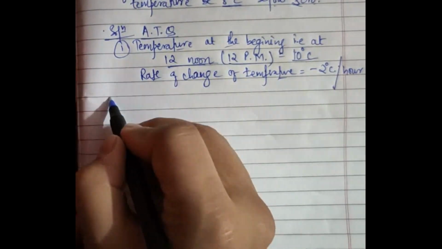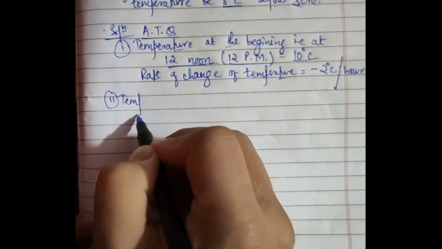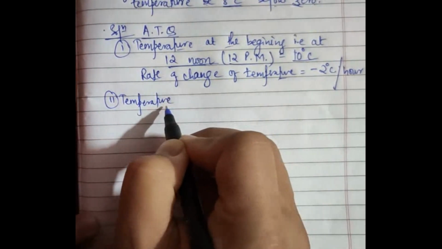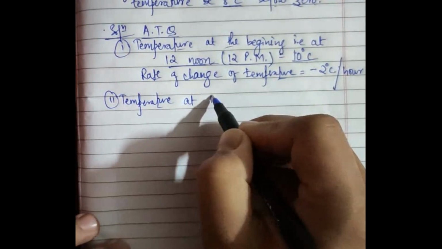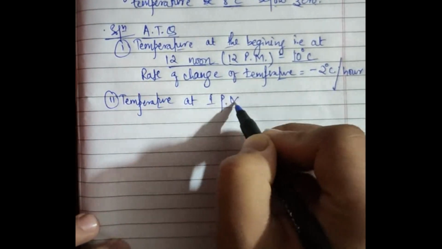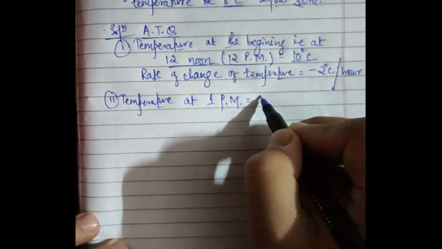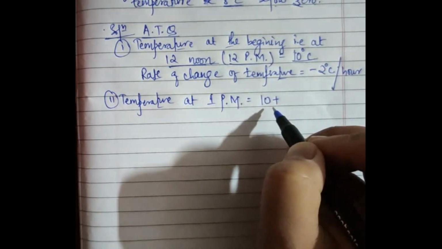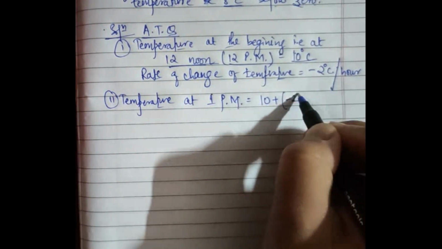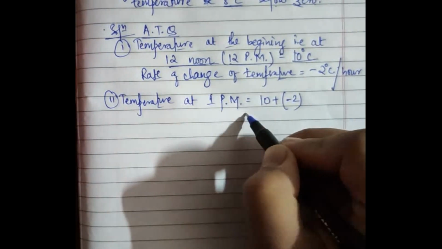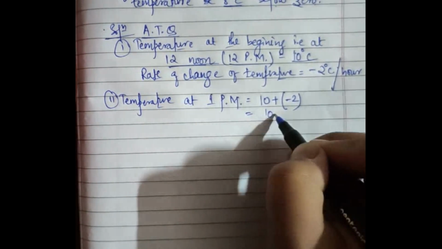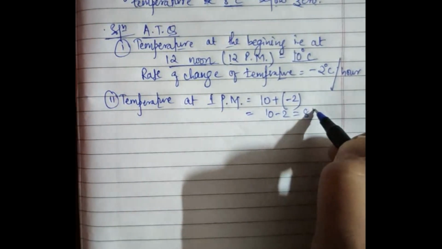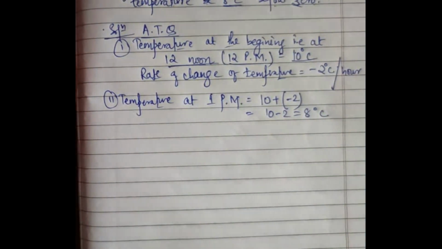Number 2, the temperature at 1 p.m. will be how much? At first it was 10, right? So we have to calculate the temperature plus minus 2, or we can directly subtract it. 10 minus 2 is equal to 8 degrees Celsius.